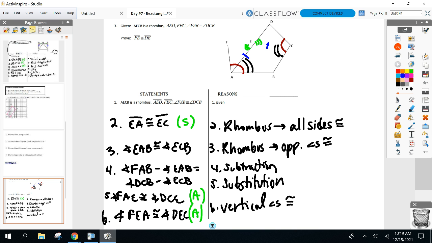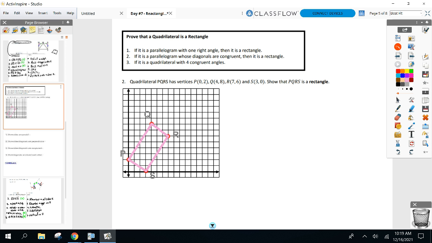All right, you ready for this new type of proof? Okay, here we go. Let's go back to question number 2. Now we're going to do these proofs when our figure is on the graph. So I'll give you a second. Go ahead and graph that quadrilateral at those coordinates, and we'll talk. A little bit different now. You will not see a statements or reasons column anymore.